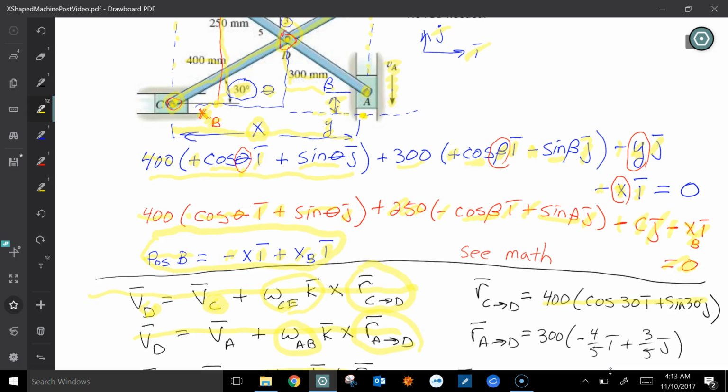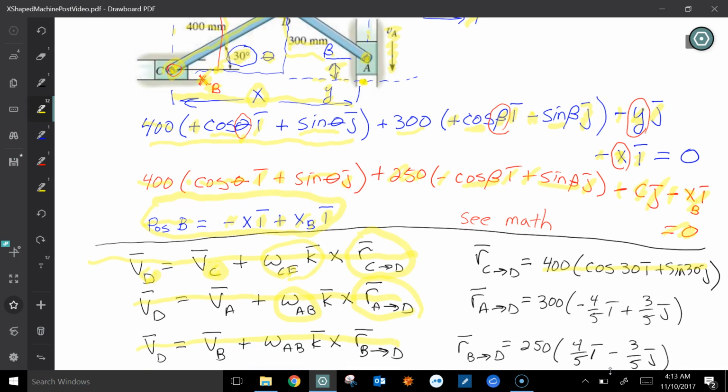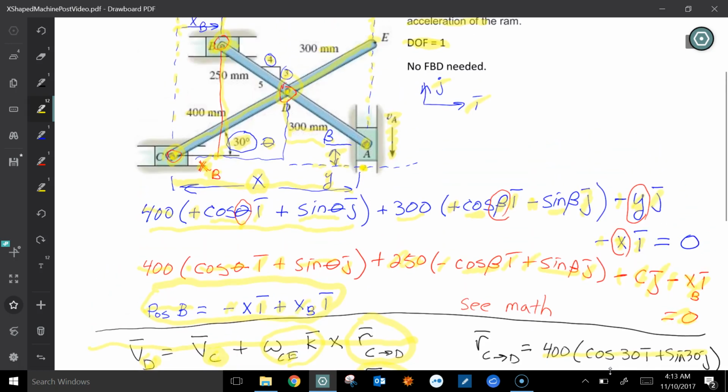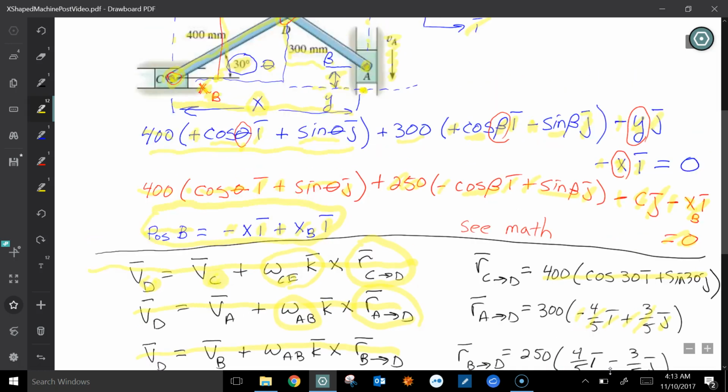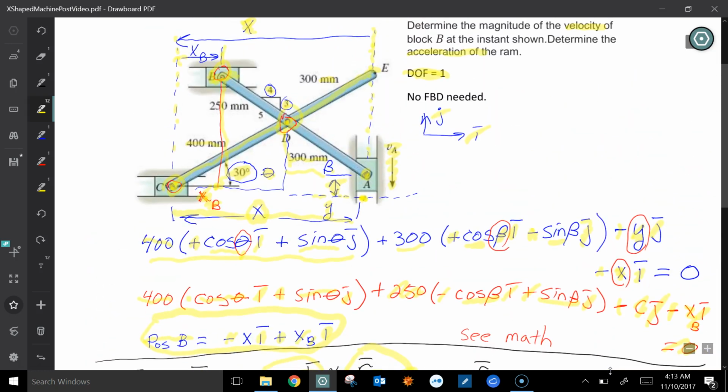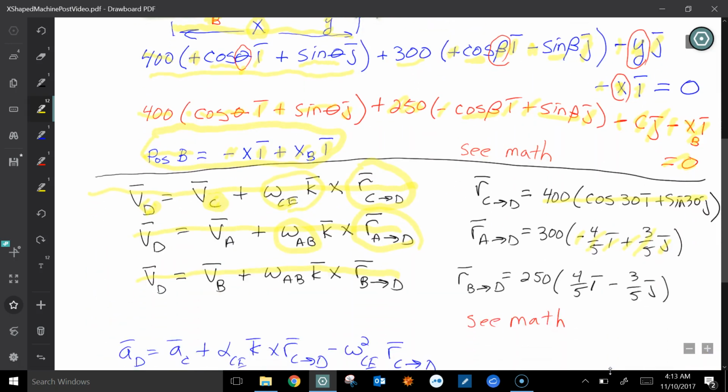So that's from C to D. And from A to D is going to be left and up. And I'm using the 3, 4, 5 triangle. So it's left, that's a negative i. Up is positive j. And then from B to D is right and down. So it's a positive i. Down is negative j. And again, 3, 4, 5 triangles for that.